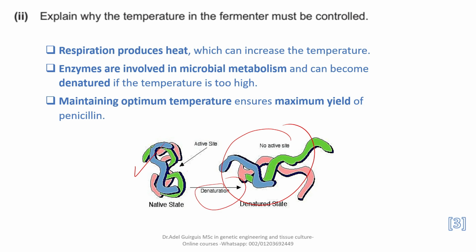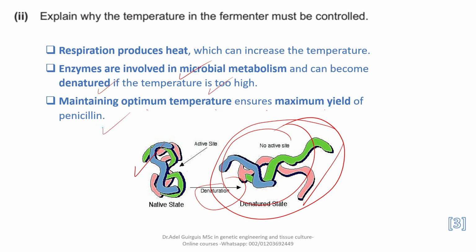Now this is only a protein, no longer acting as an enzyme, only acting as a protein like any protein, but no longer acting as an enzyme. It loses its action, its job. Enzymes are involved in microbial metabolism and can become denatured if the temperature is too high. Maintaining optimum temperature ensures maximum yield of penicillin. Of course, penicillium uses enzymes to produce its metabolite, I mean penicillin.